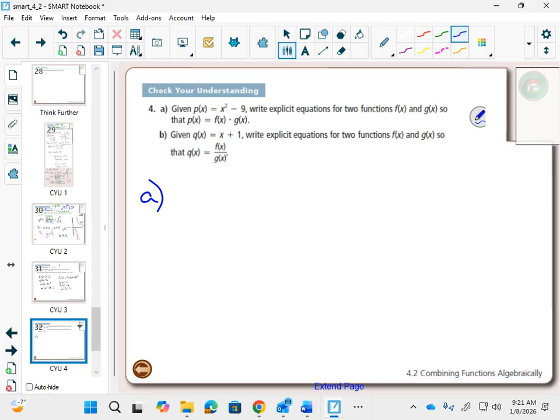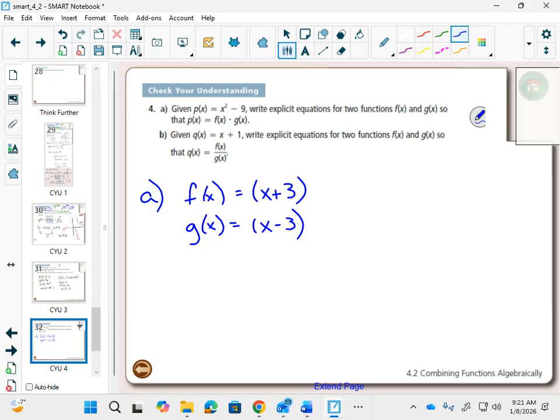Question 4 is a little bit better because there is an application to being able to see what two things multiply to give something else. And it involves factoring. And I think in this case, can you see that p of x, x squared minus 9, is a difference of squares? So what they would like you to do in this question is make one factor x plus 3, one factor x minus 3. Perfect.